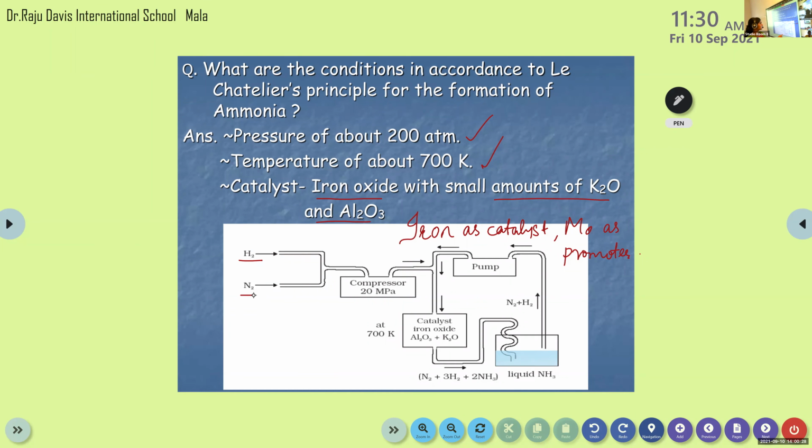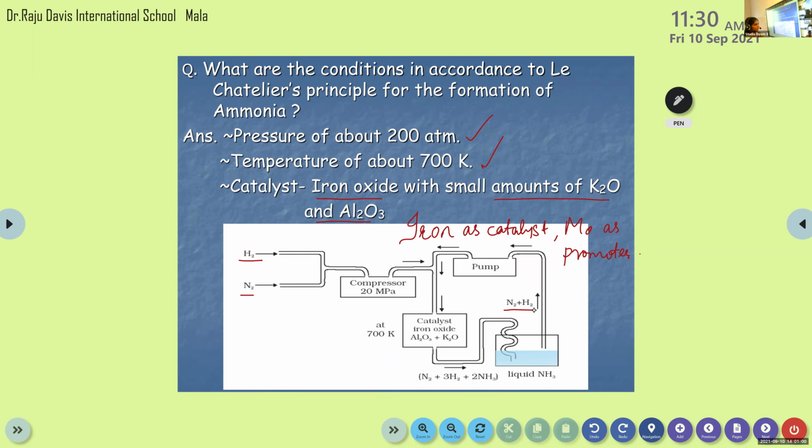Then when they are passing through this catalyst, this nitrogen and hydrogen will react to form ammonia, and it can be available in the form of liquid ammonia. And I told you this is a reversible reaction, so there will be chances for this ammonia to dissociate again into nitrogen and hydrogen. When a small amount of nitrogen and hydrogen escapes from this ammonia, it will be passed again through this catalyst, iron oxide, and more ammonia will be obtained.